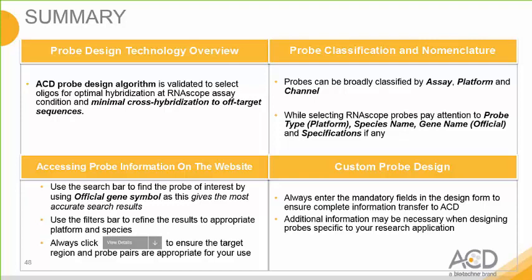So one question that we have is related to our probe QC process. Do we perform QC on our RNAscope probes? We perform in silico verifications for RNAscope probes. As we saw earlier, our probe design algorithm selects oligos with compatible melting temperature for optimal hybridization at RNAscope assay conditions and minimal cross-hybridization to off-target sequences.